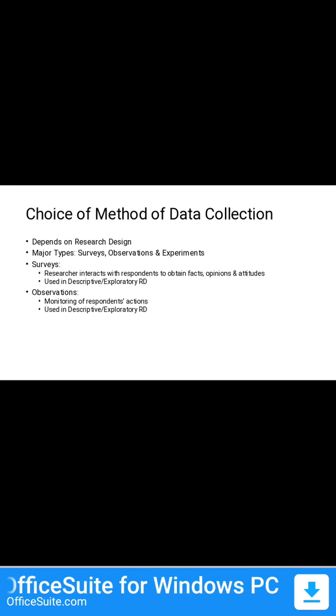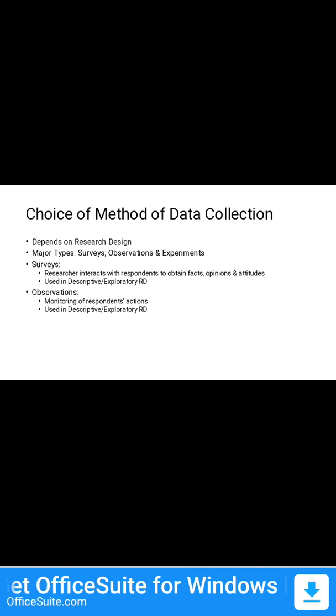Now let us have a look at the observations. What do we mean by observation? Now please note the difference. In surveys, the researcher was interacting, so there was a two-way communication between the researcher and the person from whom the responses are being taken, from whom we are seeking some responses, or the respondent. So there was a two-way interaction. While in observation, there is only and only monitoring. There is no interaction between the researcher and the person or the entity or the event which is being observed.